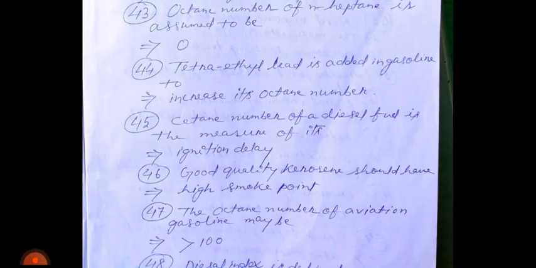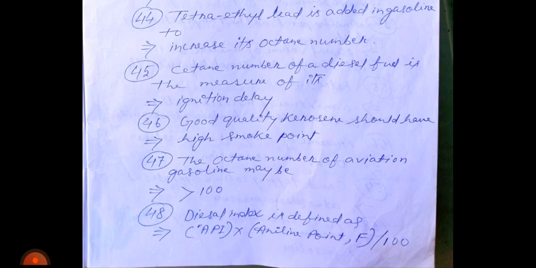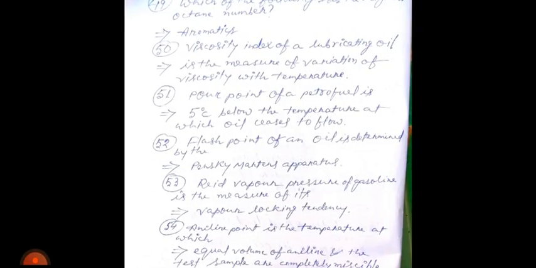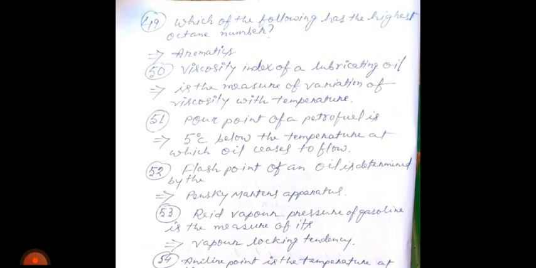Cetane number of a diesel fuel is the measure of its ignition delay. Good quality kerosene should have high smoke point. The octane number of aviation gasoline may be less than 100. Diesel index is defined as API times aniline point in degrees Fahrenheit divided by 100. Which of the following has the highest octane number? Aromatics. Viscosity index of a lubricating oil is the measure of variation of viscosity with temperature.